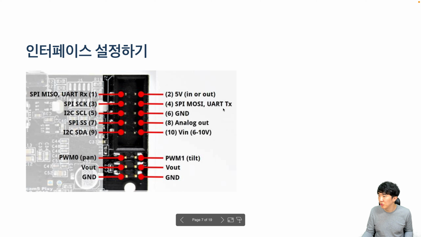Slave in, pin for UART, there is the TX pin, and pin 5 is the clock pin for I2C, known as the SCL pin. Pin 6 is ground, pin 7 is the SPI slave select pin, pin 8 is analog out, pin 9 is the data pin for I2C, known as SDA, and pin 10 is VIN, which can actually receive power from 6 to 10 volts. You don't really need to pay attention to this part. It doesn't matter about the interface right now. These are the pins related to the servo motor when we control the motor kit.